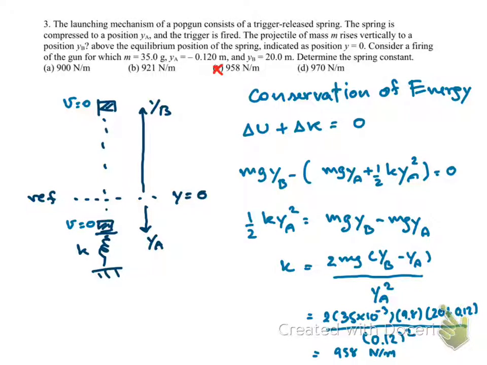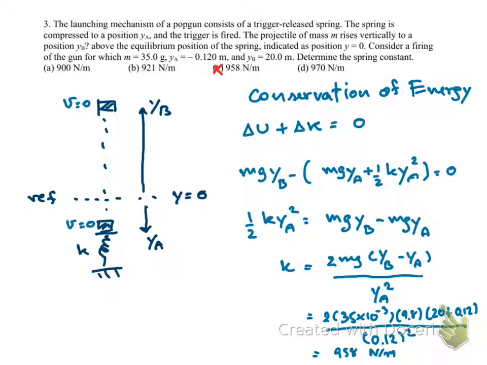Consider firing of the gun for which m is equal to 35 gram, YA is minus 0.1 meter or minus 12 centimeter. As I mentioned, we will have the negative value of YA, and YB is equal to 20 meters, which means the spring constant. We can solve this problem using the conservation of energy.